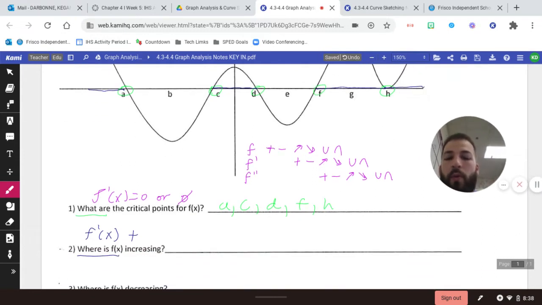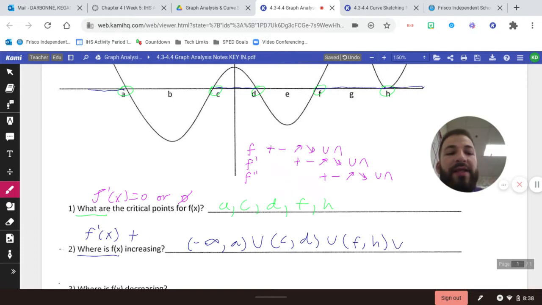So where is f of x increasing? We would say from negative infinity to A, in union with C to D, in union with F to H, in union with H to infinity.